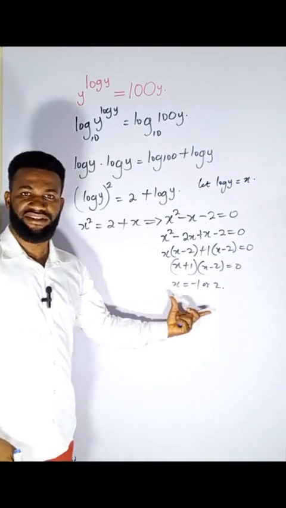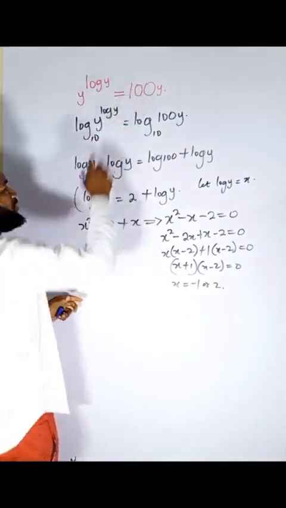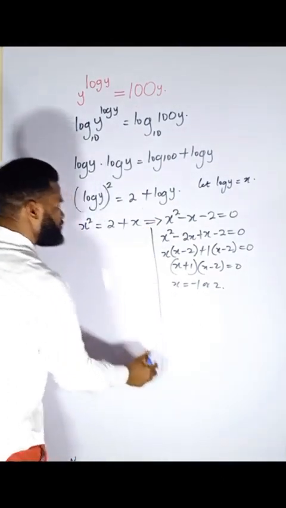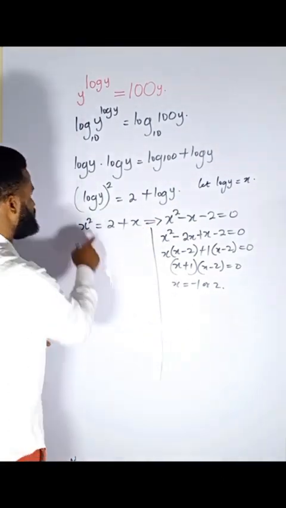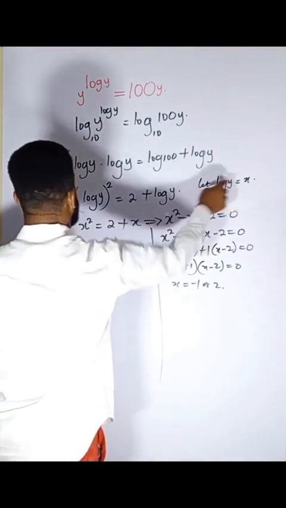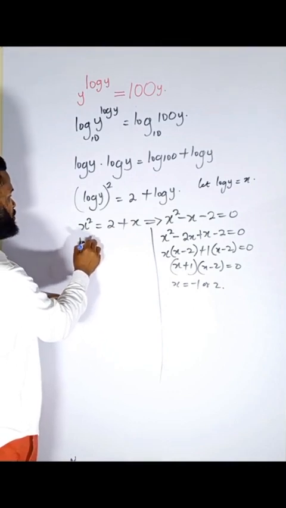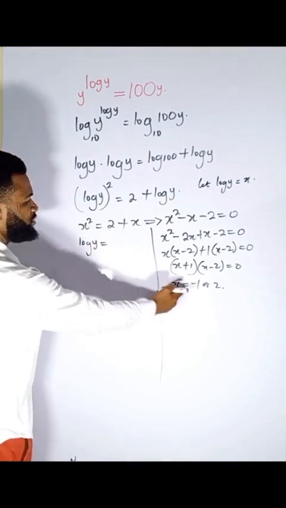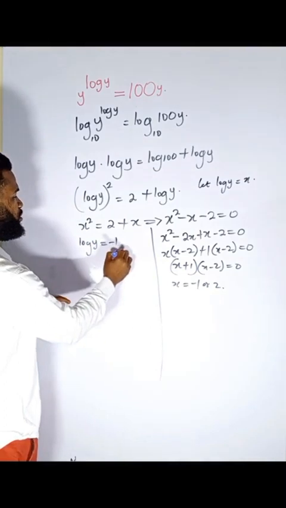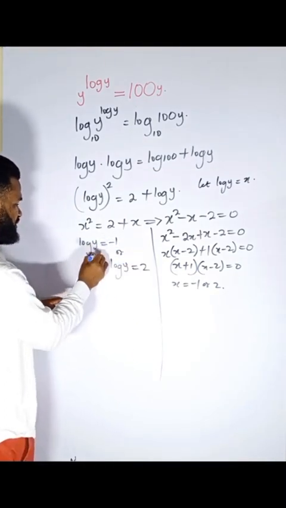Now I've gotten what x is, but remember, I'm not looking for x, I'm looking for y. That is what I'm looking for in the first place. So what I'm going to do right now is to make this substitution. Log y is equal to x. So I'm going to have that log y is equal to minus 1 or log y is equal to 2. Remember, they are base 10.